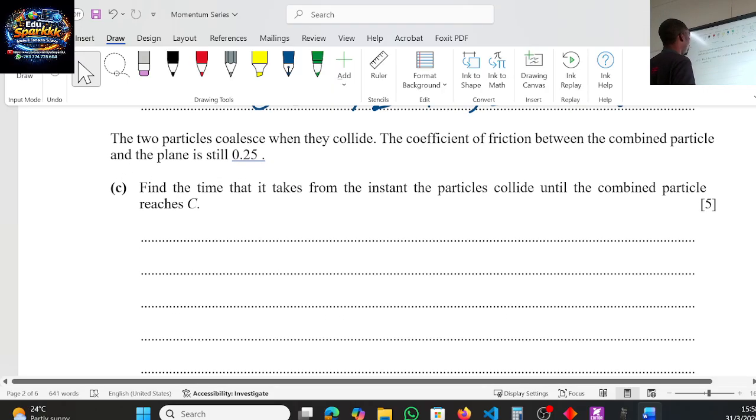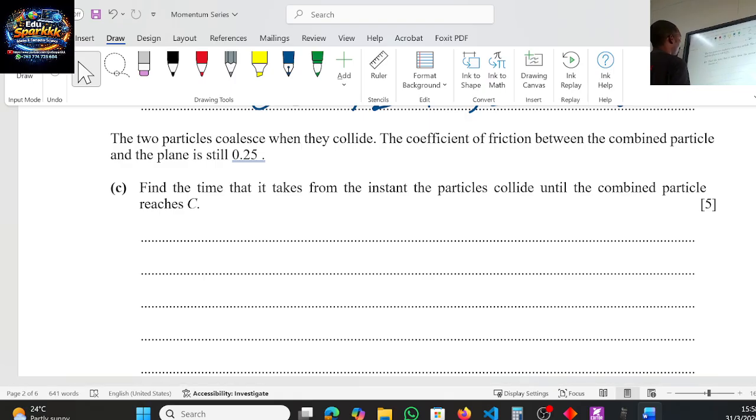Two particles coalesce when they collide. The coefficient of friction between the combined particle and the plane is still 0.25. Find the time that it takes from the instant the particles collide until the combined particle reaches C. So the first thing of interest is after how long do they coalesce? That's what we want to find out. So for particle Q, they coalesce after a second.